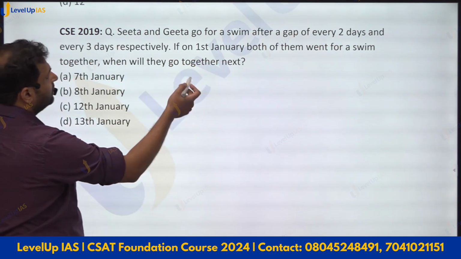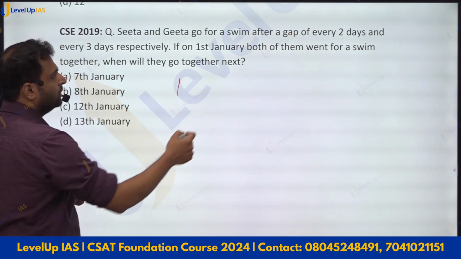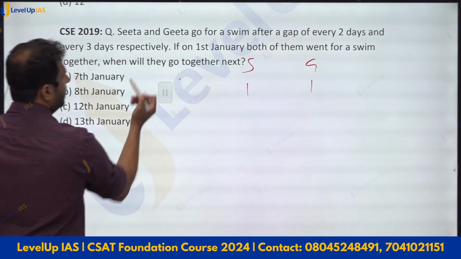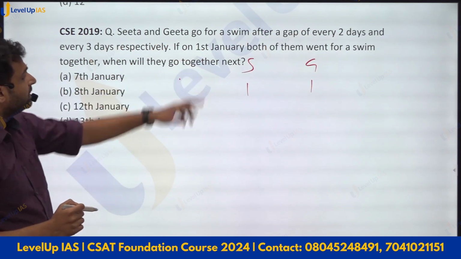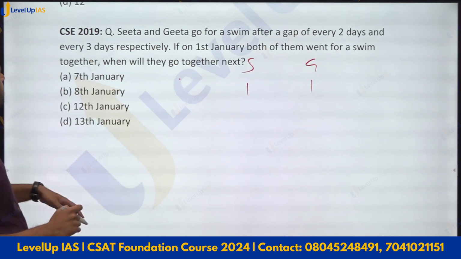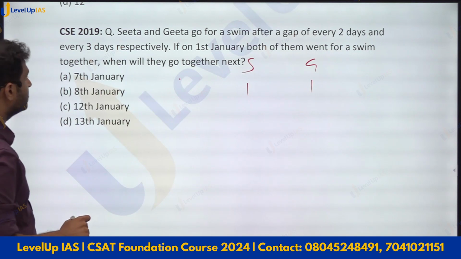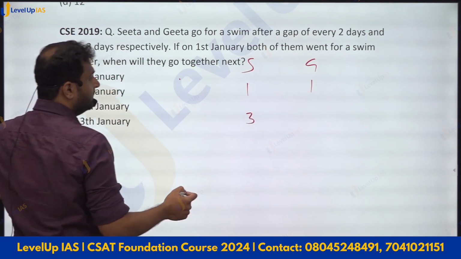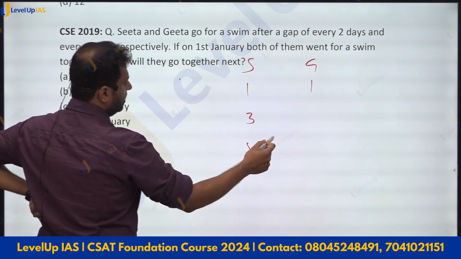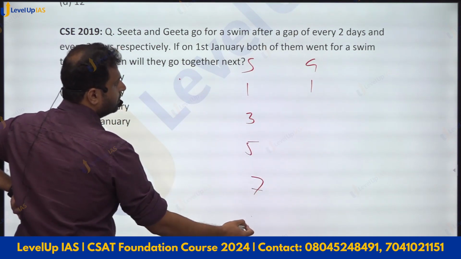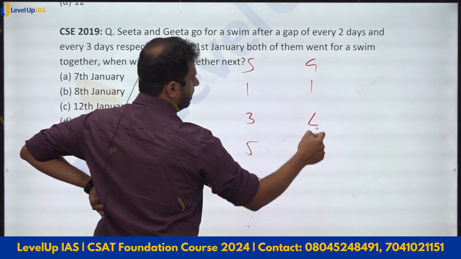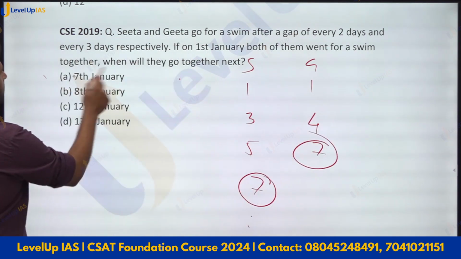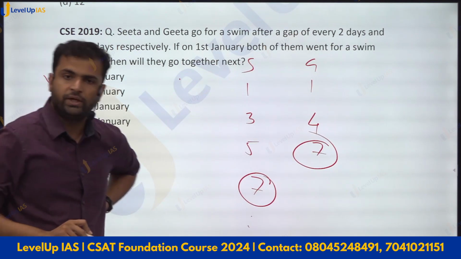So both of them go on 1. Now Sita will go after a gap of every 2 days, and Geeta after a gap of every 3 days. Sita will go next on 3, then on 5, then on 7, and so on. And Geeta after 3 days goes on 4, then 7. When will they go next together? On 7th of January. Very simple.